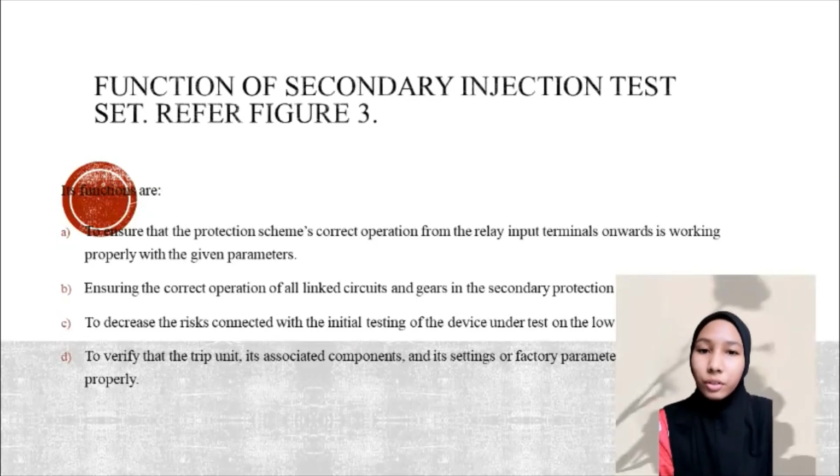I will refer to figure number 3. Its functions are to ensure that the protection scheme's correct operation from the relay input terminals onwards is working properly with the given parameters, to ensure the correct operation of all linked circuits and gears in the secondary protection system, to decrease the risk connected with the initial testing of the device under test on the low voltage side, and lastly, to verify that the trip unit, its associated components, and its settings or factory parameters are all working properly.